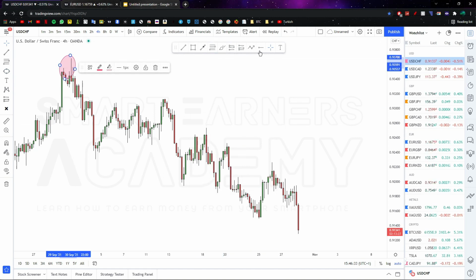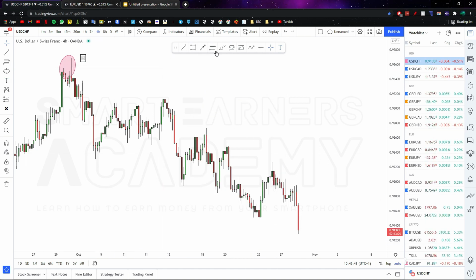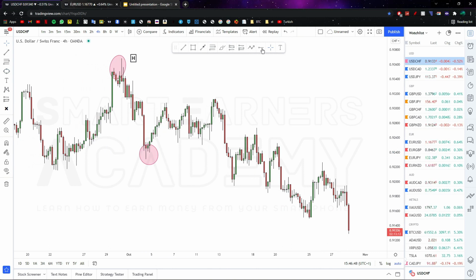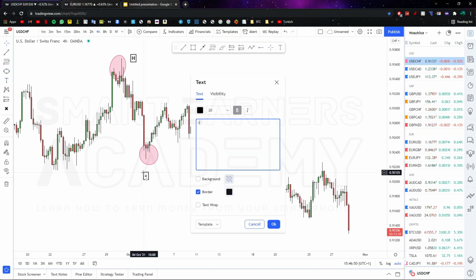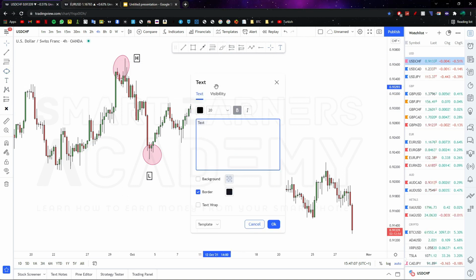Okay, so I can't draw text. So we'll just call this our high, right? But the more important thing is that following this we have a low, right? Now, following this, what do we have, right? Let me just get this tool. This point here is a higher low, right?